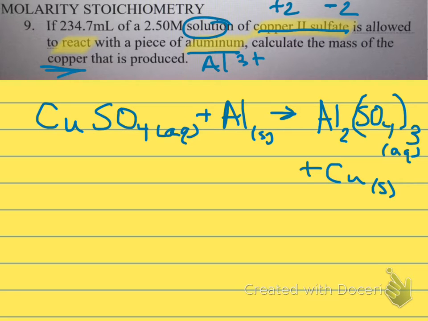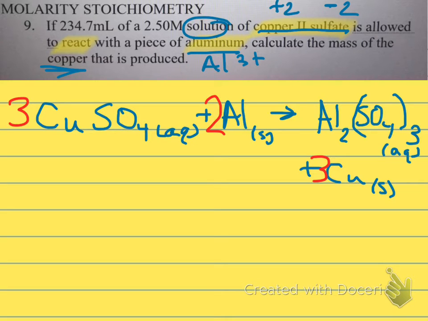So we have 1 copper on the product side, 1 copper on the reactant side. That looks good. We have 1 sulfate on the reactant side, 3 sulfates on the product side. So let's add a 3 there. 2 aluminums on the product side, 1 aluminum on the reactant side. And now we've changed the number of coppers. So we have 3 coppers on the reactant side, so we need a 3 there. Okay, now we're ready to start answering this question.